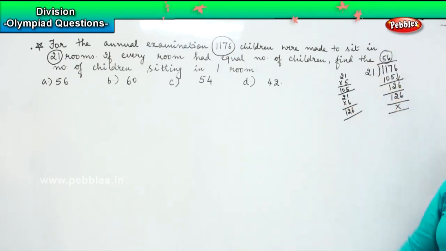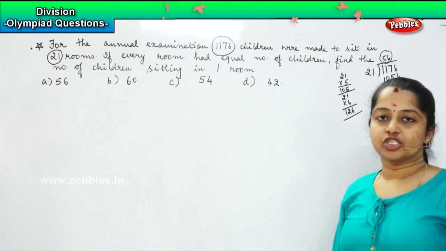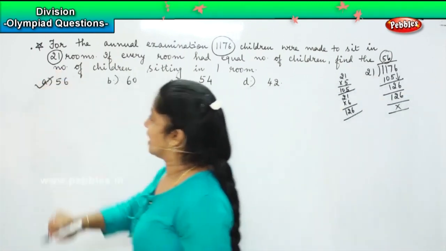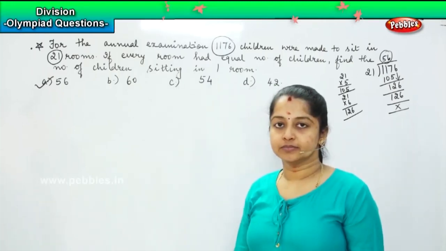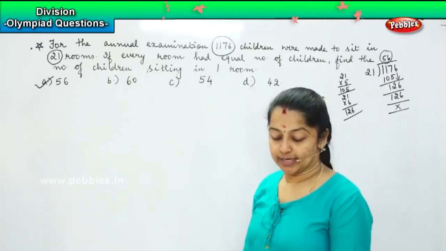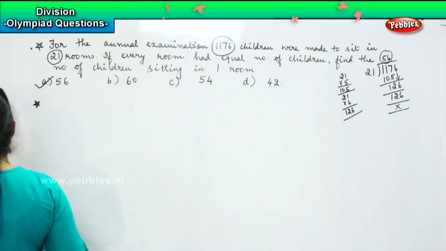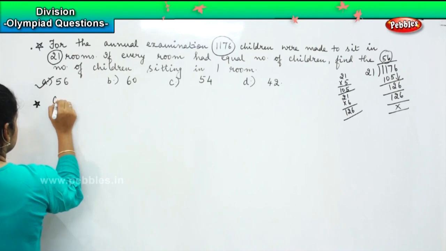So which means in one room there were 56 children who were sitting. Okay, that is option A. Clear? Shall we move to the next one? Okay, so here is your next question. This question says, complete the pattern.